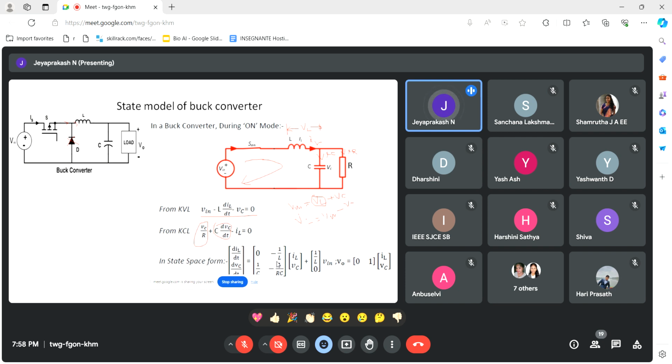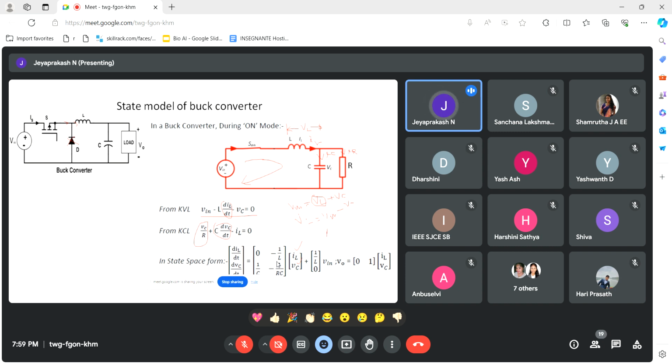Okay. So here in each of the two equations we have one differential term, dIL/dt and dVC/dt. This is for the left-hand side, so the remaining terms we are taking to the right-hand side. From the two equations, our state variables are IL and VC. So these two are our state variables.